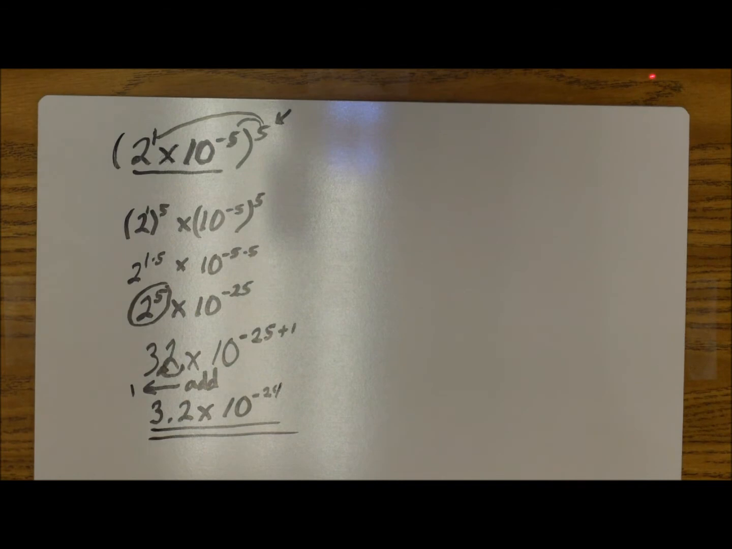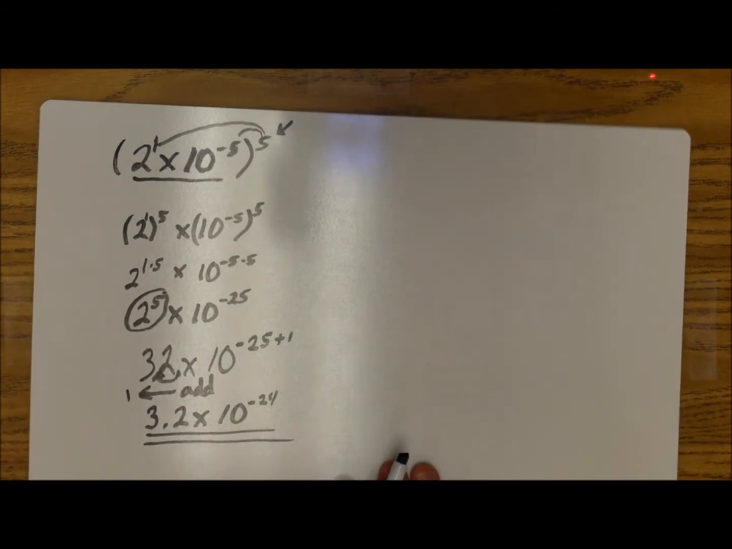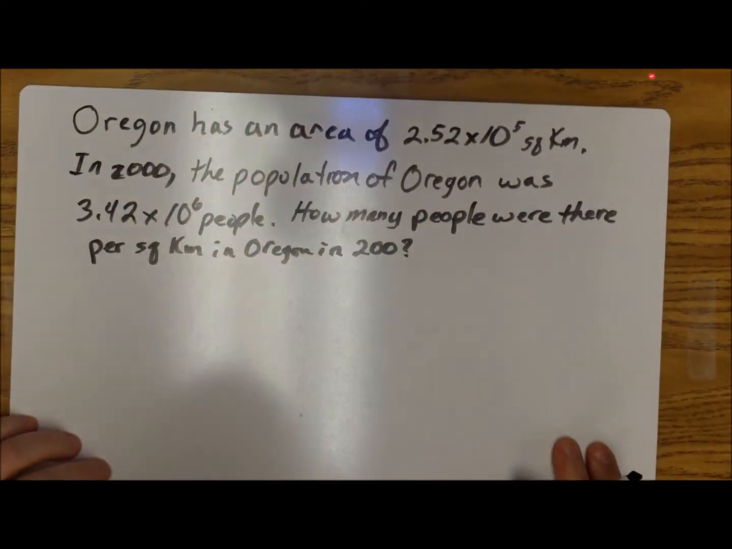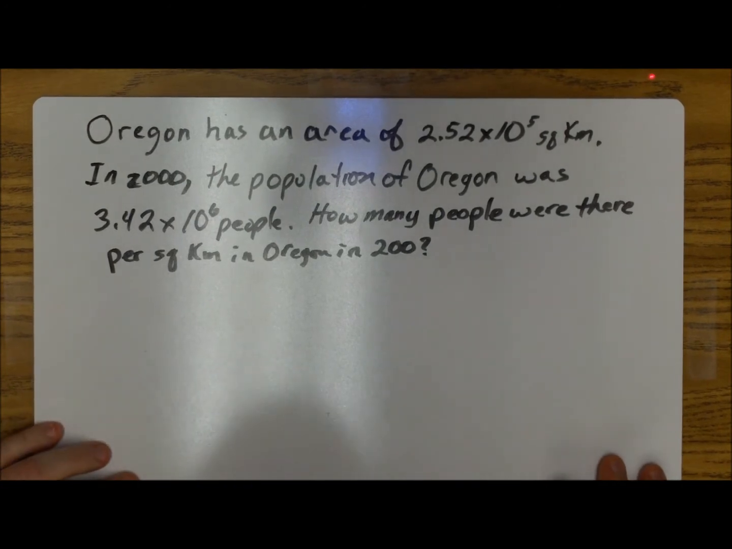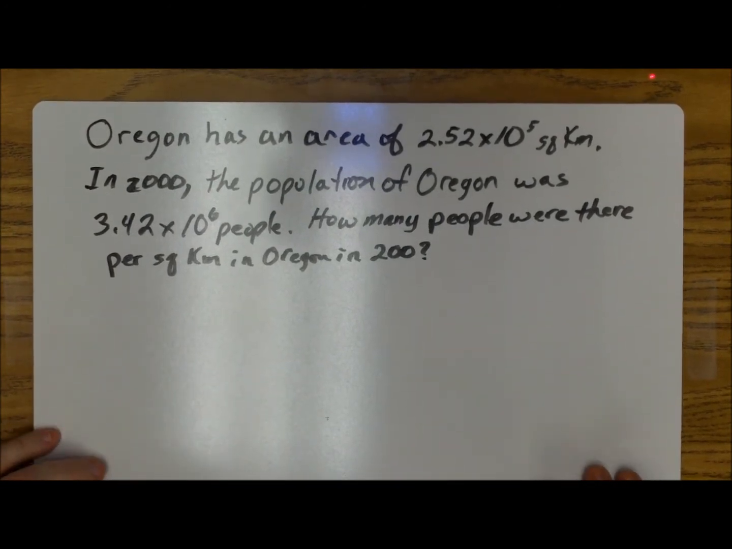And this ends up being the final solution, 3.2 times 10 to the negative 24th power. So scientific notation times other scientific notation and scientific notation divided by, and now we also have scientific notation raised to a power. Our last one's going to be a word problem. And we have an example we actually took from one of the practice problems or practice sheets.